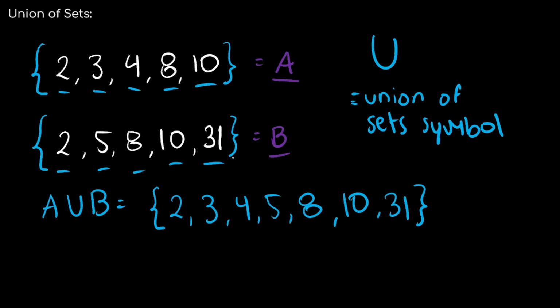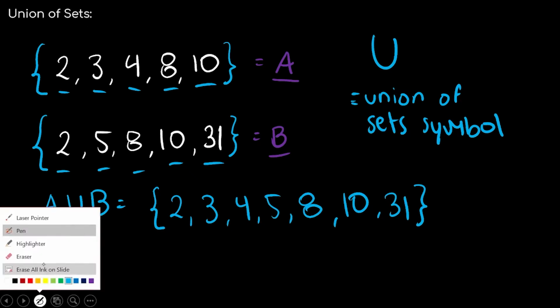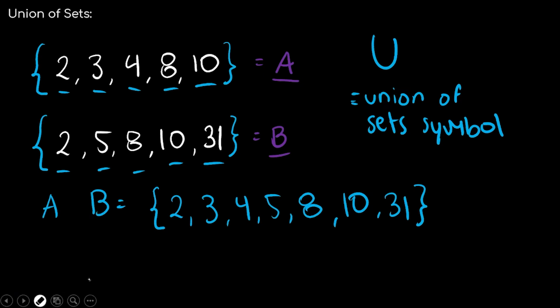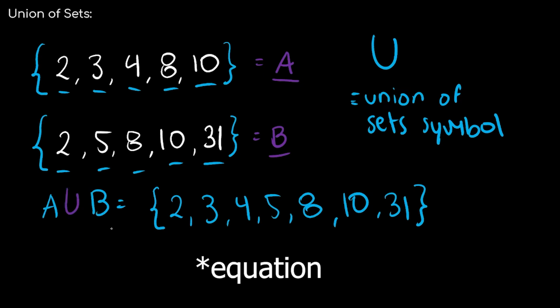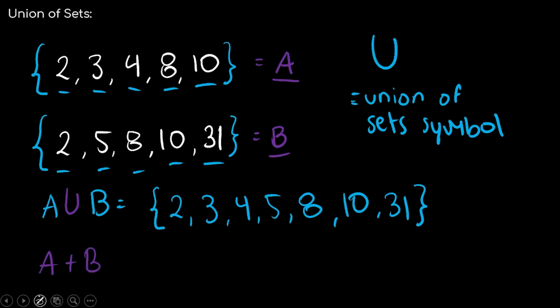And now, what do we have right here? This is the union of sets symbol, which is kind of like a U. So it's written down like this: A union B. That's the union of a set. Kind of like an addition symbol, like A plus B.